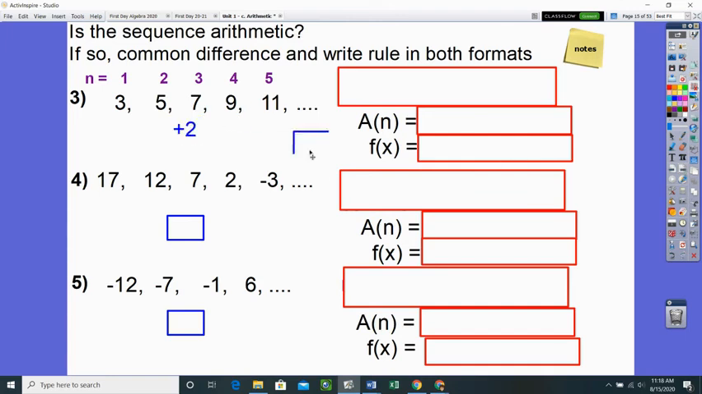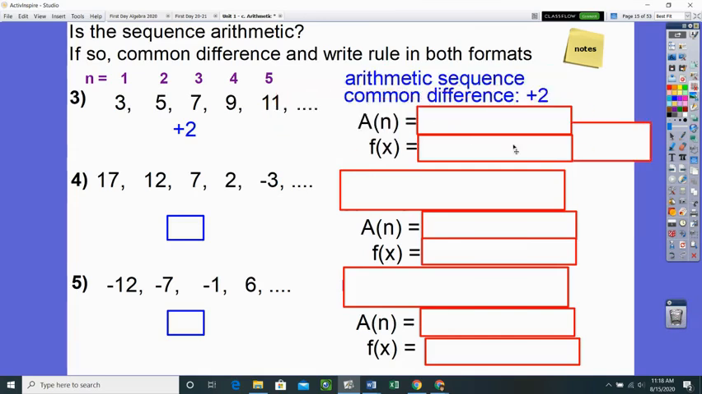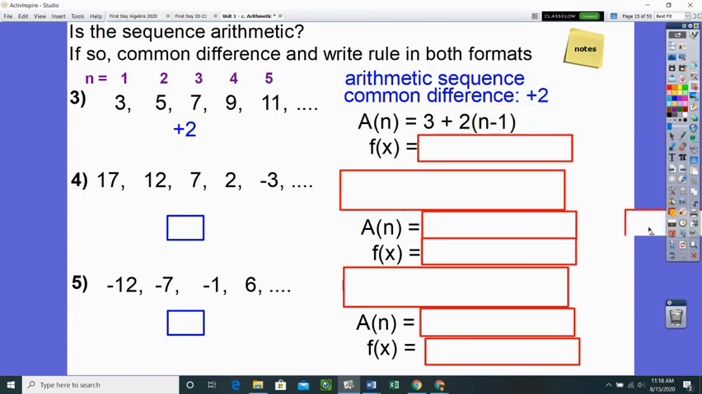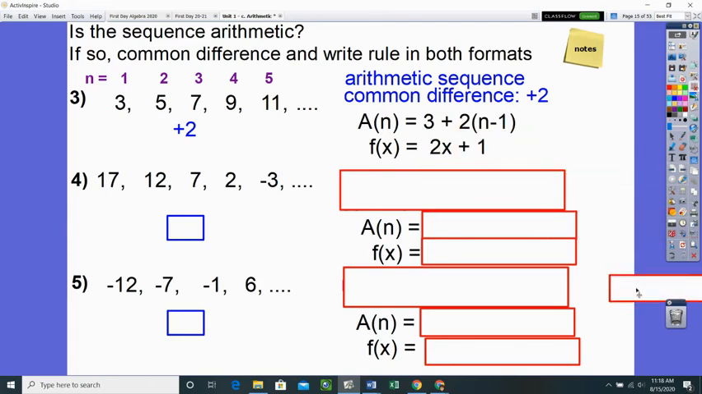Common difference on the first one was +2. It's an arithmetic sequence, common difference of +2. So I am going to put the first term plus the common difference times n-1. There is my n-1 rule. Distributive property and combine like terms, or do the intuitive approach, and you should have gotten 2x plus 1. If I was to put 5 in, 2 times 5 is 10, plus 1 is 11.